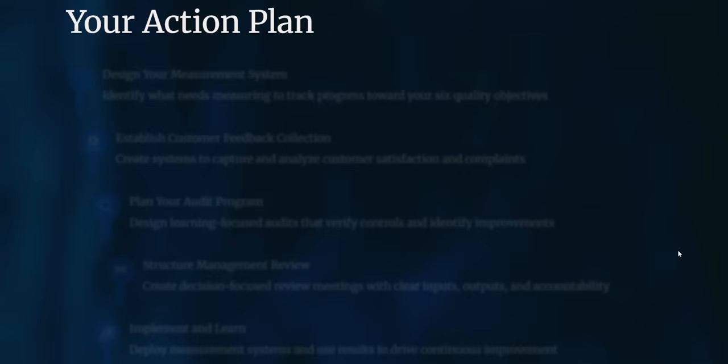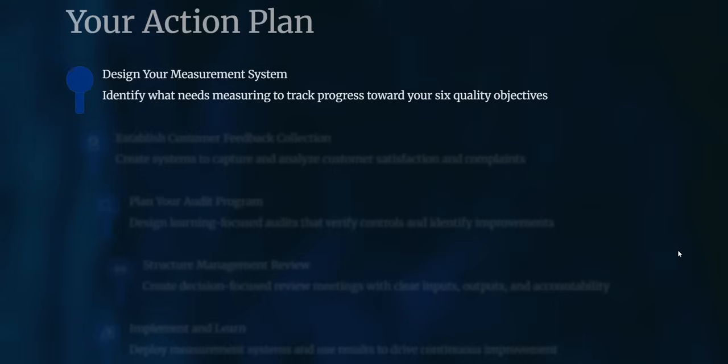Your plan to implement. First, in order to implement Clause 9, start with designing your measurement system by identifying what you need, what needs measuring to track progress toward your quality objectives.